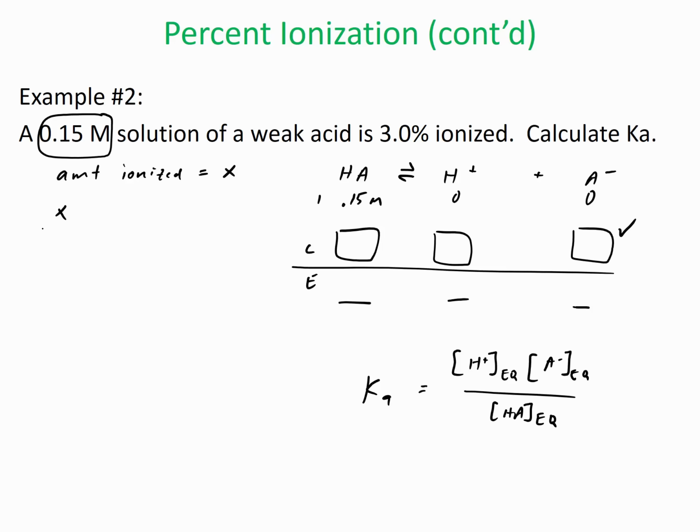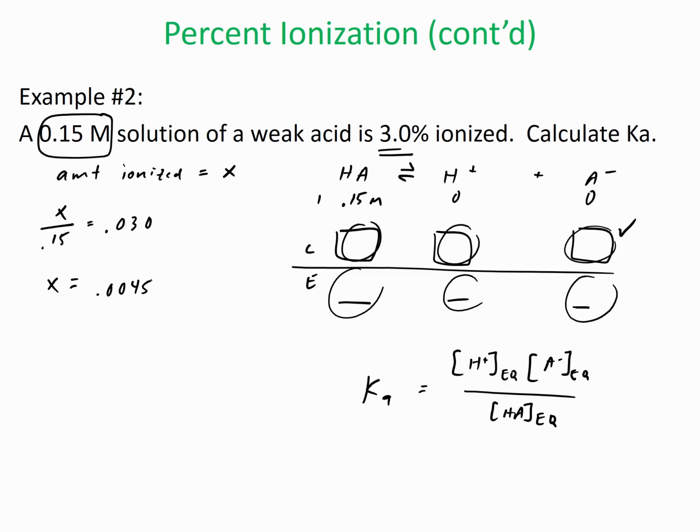So I just need to figure out what this is, and I'm going to use that formula I had before. So this is x over 0.15 equals, and they gave us the percent ionization, so I'm going to turn that into a fraction: 0.030. Okay, and if I solve for x, this little side work is going to give me these numbers here, which will allow me to calculate Ka. So in this side work, I get 0.0045 molar. So this is going to be 0.15 minus 0.0045, and this is 0.0045, 0.0045.